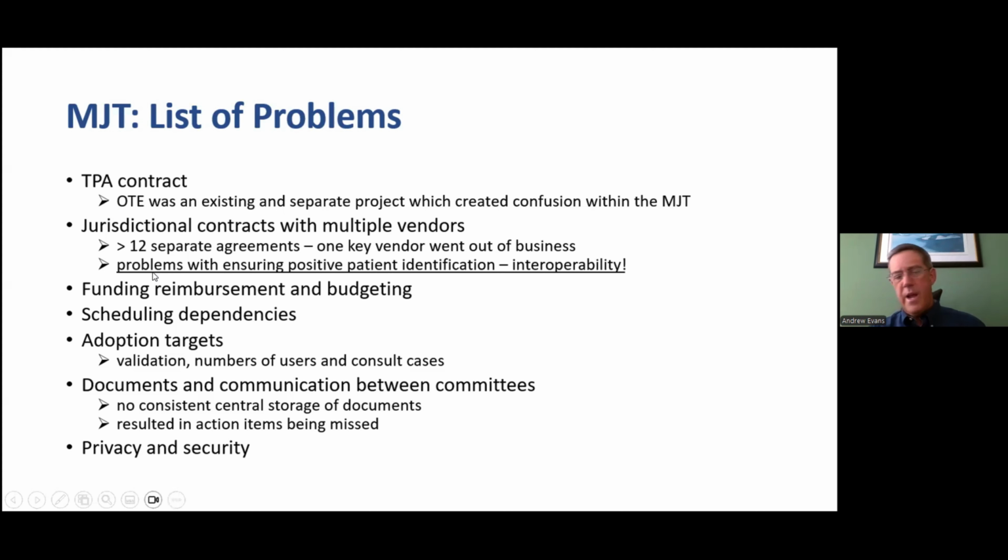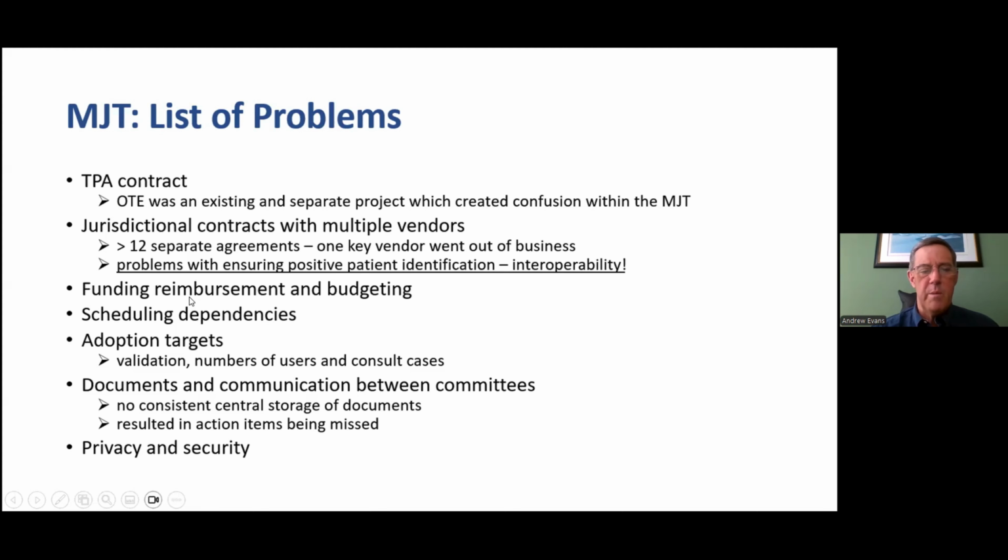So there are problems now with ensuring positive patient identification, and this speaks to the issue of interoperability. So certain scanning platforms would not speak well with one another, and there were problems with seeing even something as simple as slide labels, which became an obvious risk.